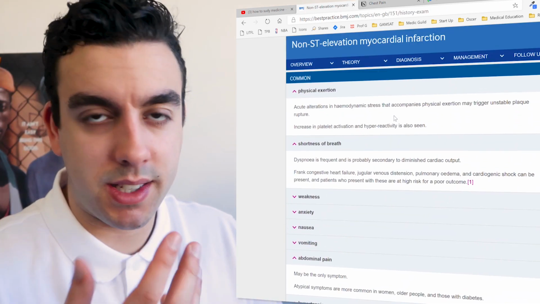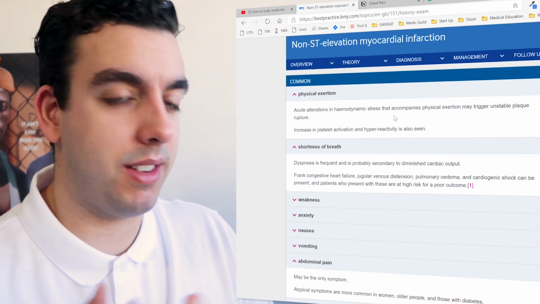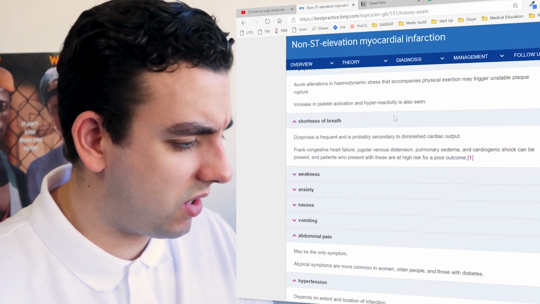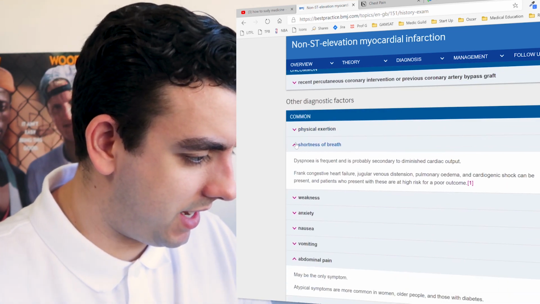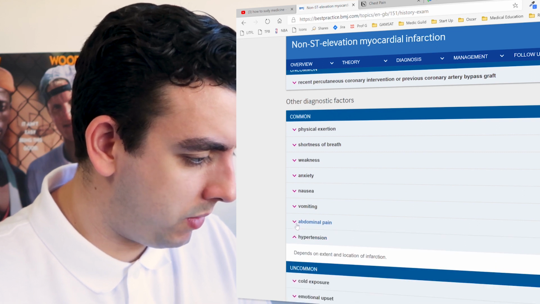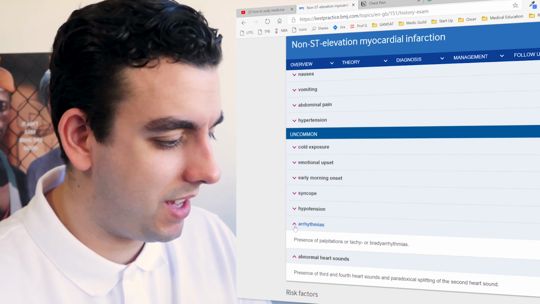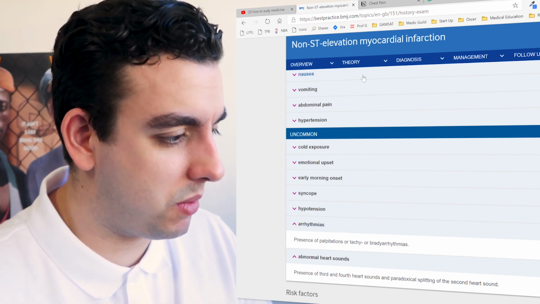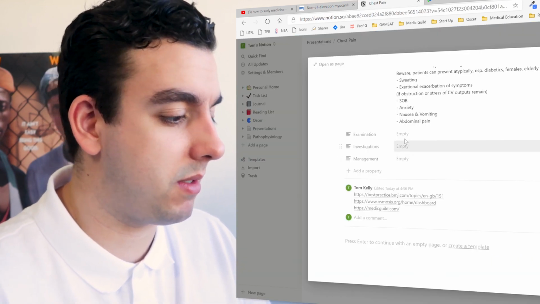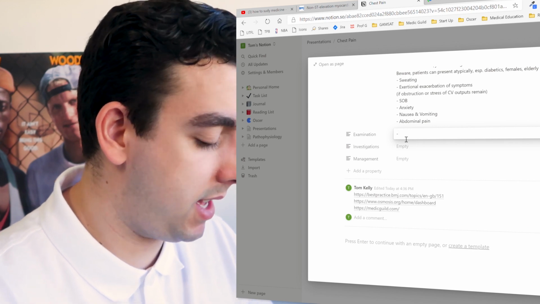In BMJ, they mix the symptoms, being the history things, and the signs. So we can see here that the only ones that they've listed on physical examination are things like arrhythmias or abnormal heart sounds. So we'll include those, but to be honest, with acute coronary syndromes there aren't that many.